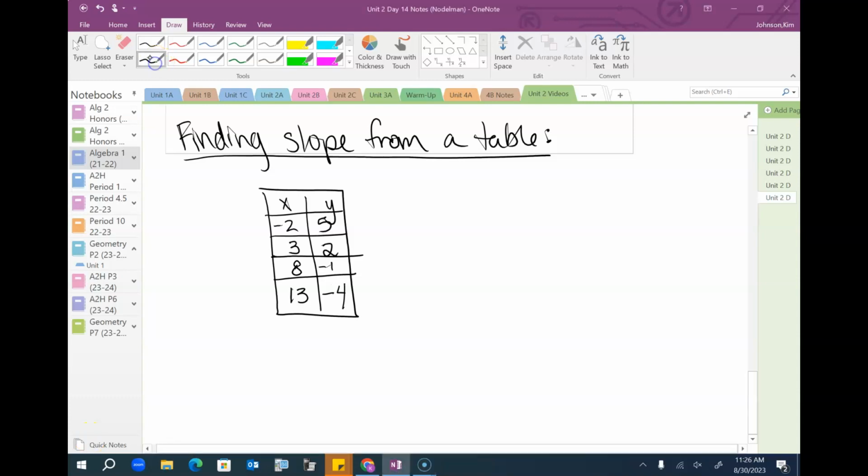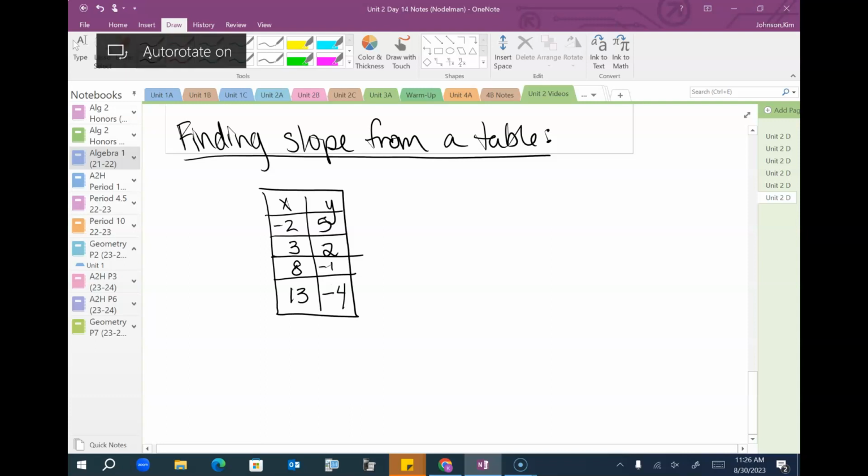In this video, we will learn how to find slope from a table of values. A table of values can be set up vertically or horizontally. In this first example, my table is set up vertically. When I'm calculating slope, if you recall, slope is considered your rate of change.